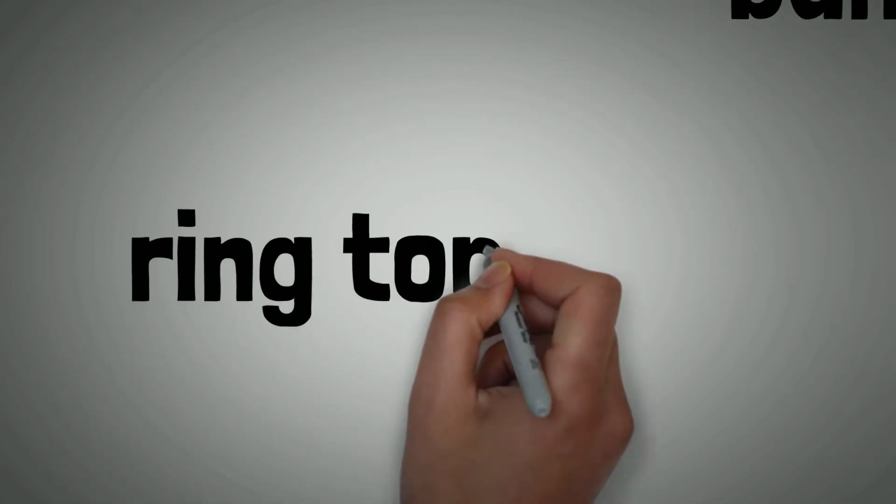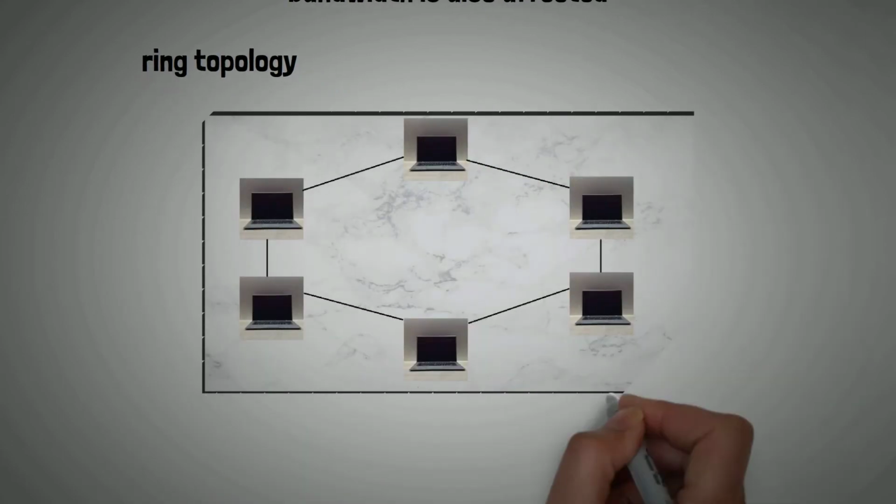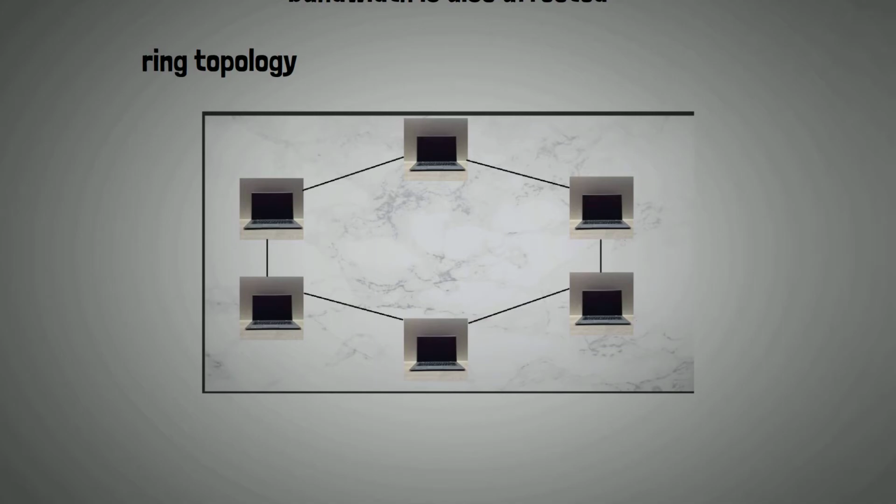Now, the fourth one is the ring topology. Ring topology is where the entire network is formed in the shape of a ring. Since each device is only connected to the ones on either side, when data is transmitted, the packets also travel along the circle, moving through each of the intermediate nodes until they arrive at their destination.